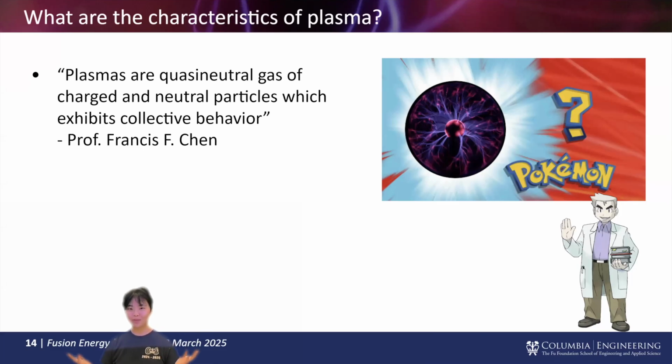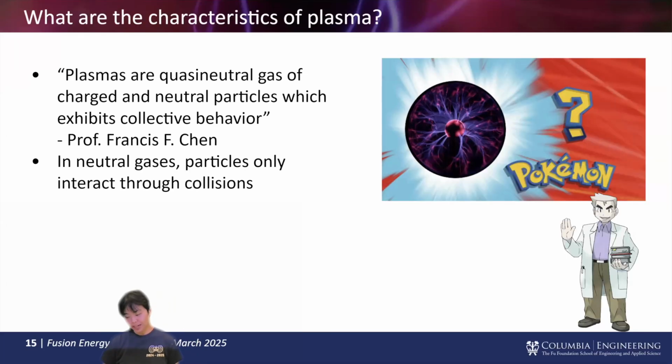So we need to cover the characteristics of a plasma. So, like, what is a plasma, right? Like in this Pokemon. Well, a good quote from Professor Francis F. Chen, who wrote one of the really good introductory fusion textbooks, is: plasmas are quasi-neutral gas of charged and neutral particles which exhibit collective behavior. So there are a few important keywords here. Quasi-neutral is one of them, and collective behavior is the other.